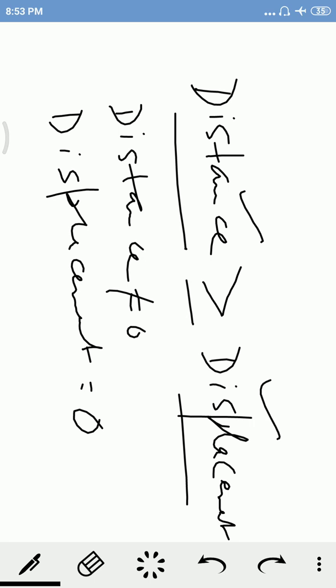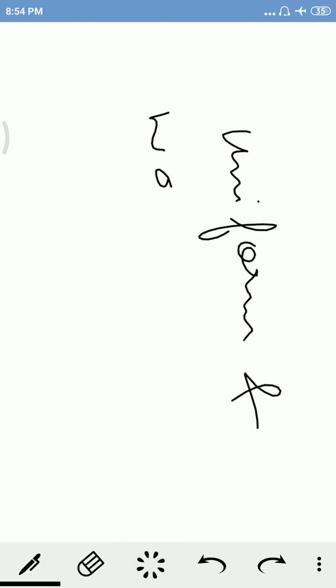Now in the next video we are going to discuss uniform and non-uniform motion.